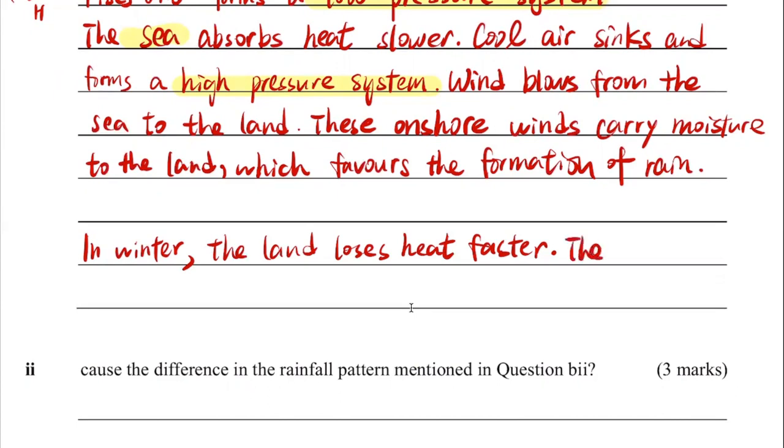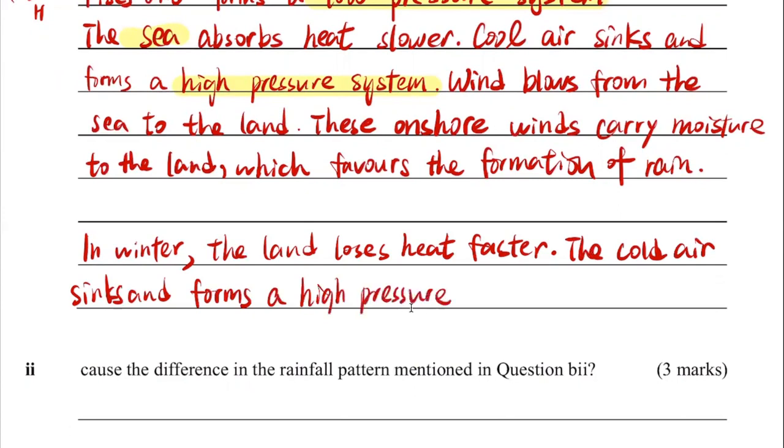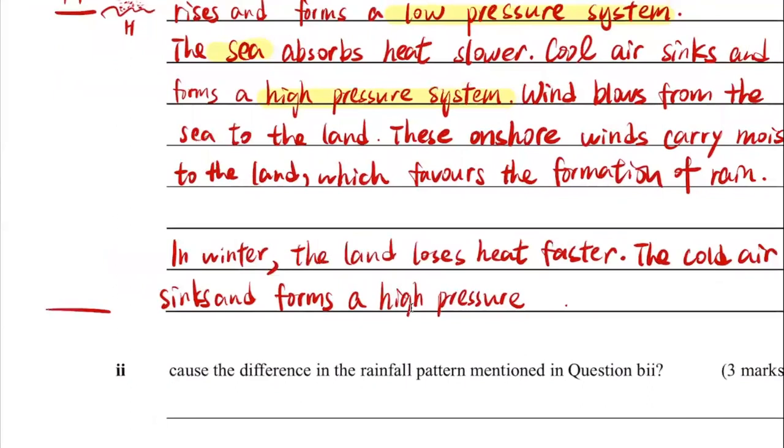The cold air sinks, and again forms a high pressure. We can imagine that all the air sinks and concentrates here, on the land surface. So it's a high pressure.